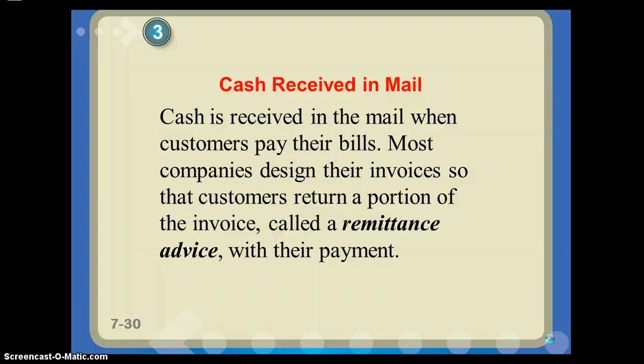Otherwise, if there was no remittance advice, whoever received the check or the cash could take it and keep it for themselves. So this is one of the internal controls. The remittance advice, the part of the bill that gets sent back with the check, is used to record and check for internal controls.